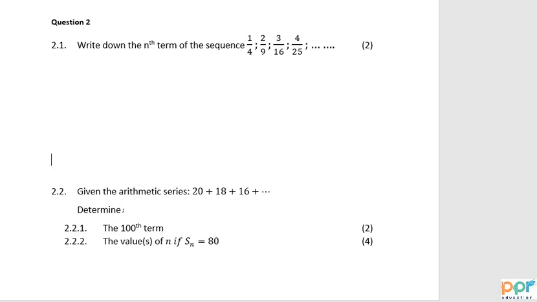If you check on the denominators, I've got 4, 9, 16, 25. Let me check: 9 minus 4 is 5, 16 minus 9 gives me 7, 25 minus 16, and the answer is 9.